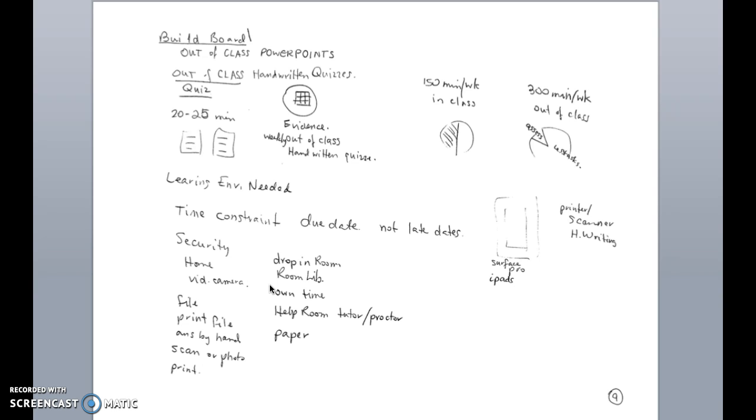We'd need maybe 10 or 12, depending on how big the class is, but they would come in on their own time. If it was in the library, there could be a student worker whose job it is just to proctor that room. Or we have a help room here in our chemistry department. The tutor in the help room could also serve as a proctor. The student also said that sometimes the department secretary is just the dispenser of the paper.